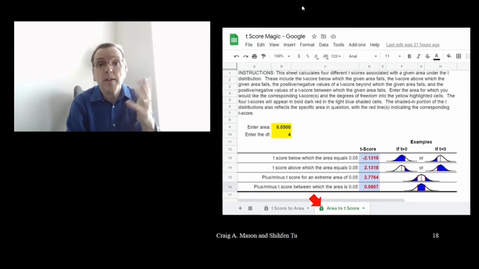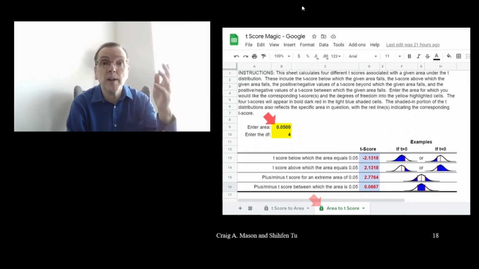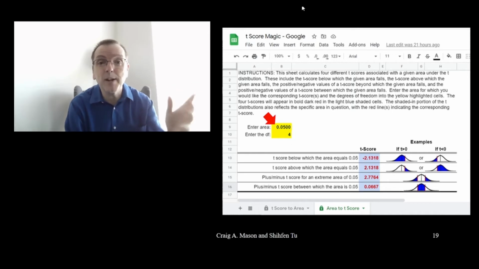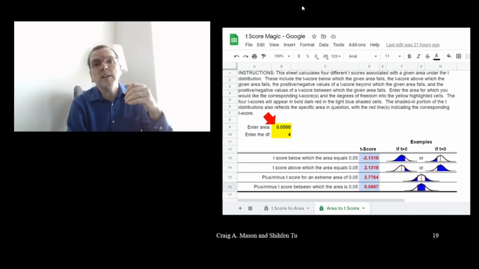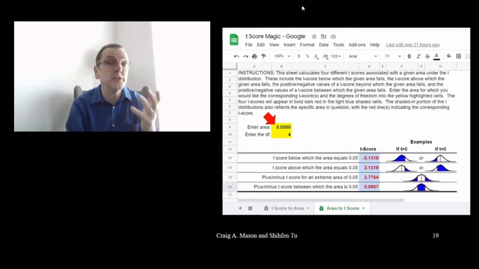So I first go and select the area to t-score sheet. Then I enter 0.05 for my area. I put that in the enter area box. And I enter 4 for my degrees of freedom into the enter the degrees of freedom box. And the results for 4 different types of areas under the t-distribution will appear.